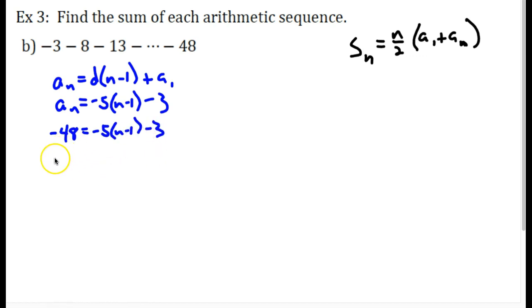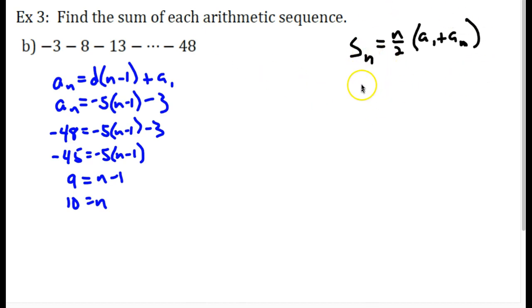So I'll add 3 over. So I'll be at -45 equals -5 times n minus 1. Divide both sides by -5, and that will get me +9 equals n minus 1. Add that 1 over, and I get that n is 10. So what that tells me is that -48 is the 10th term in this sequence.